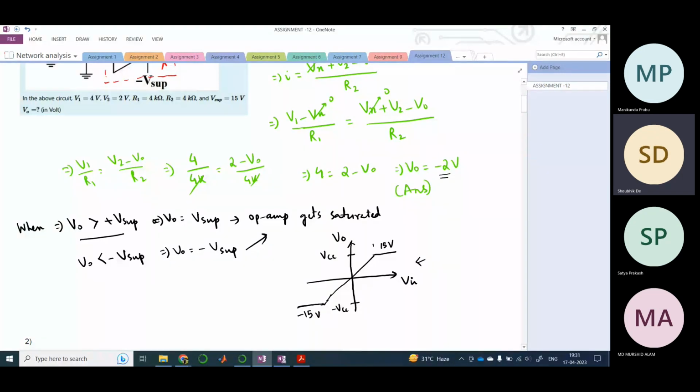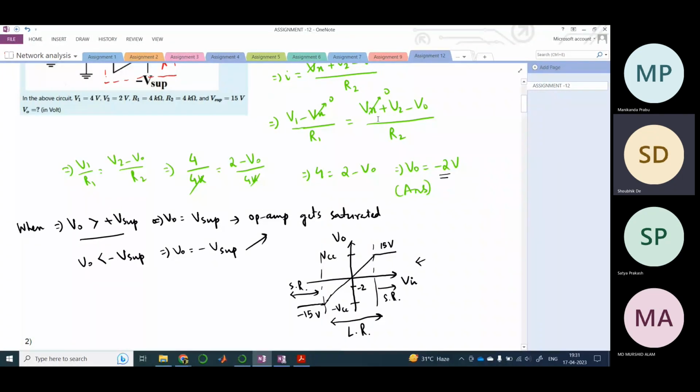So this part here is the linear region, and this part is the saturated region. This part is also the saturated region. But here you see that V0 is minus 2 volt, so minus 2 volt would lie somewhere around here, right? So clearly this part is the linear region. Therefore your V0 is equal to minus 2 volt.